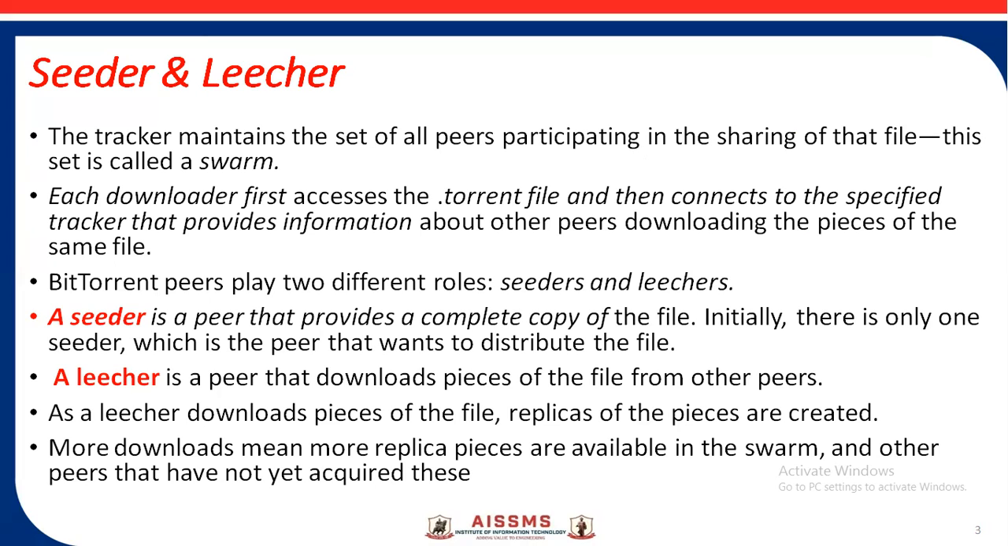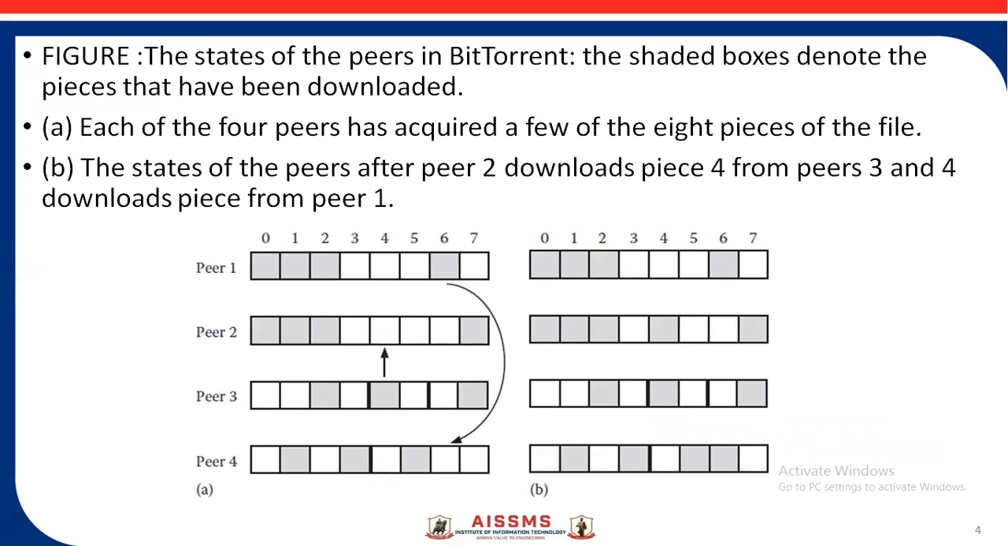A leecher is a peer that downloads the pieces of the file from other peers. It is a host that is in the process of downloading the file while uploading at the same time, and this is sometimes called a leecher. It means you can perform different operations simultaneously, both downloading and uploading the file. As the leecher downloads the pieces of the file, replicas of the file are created. We will see how it is going to execute.